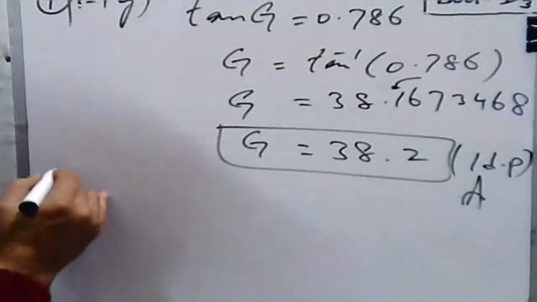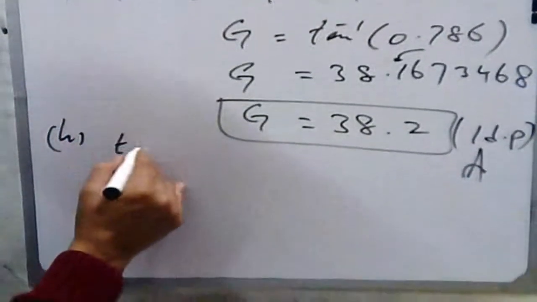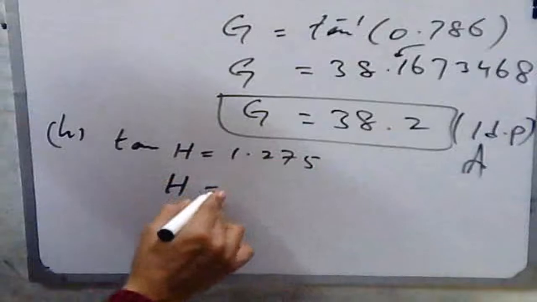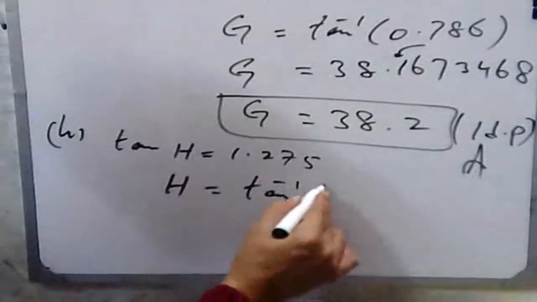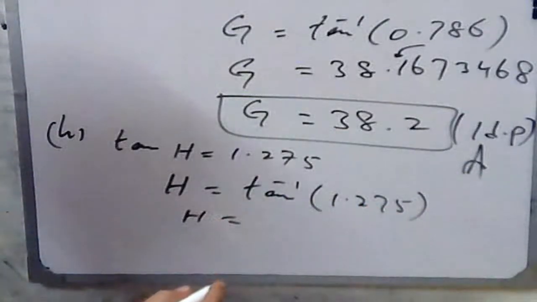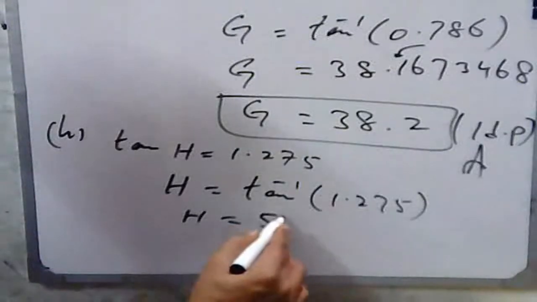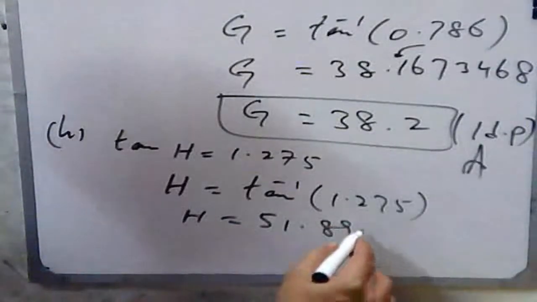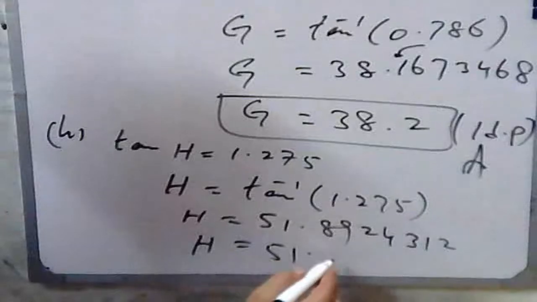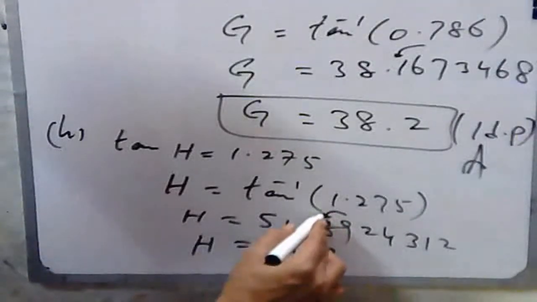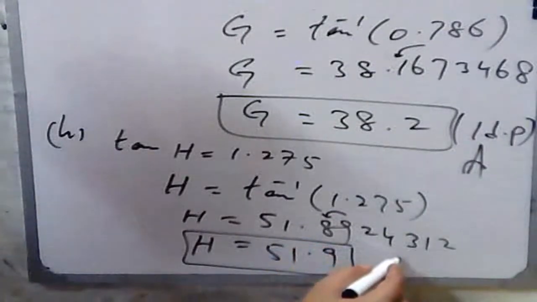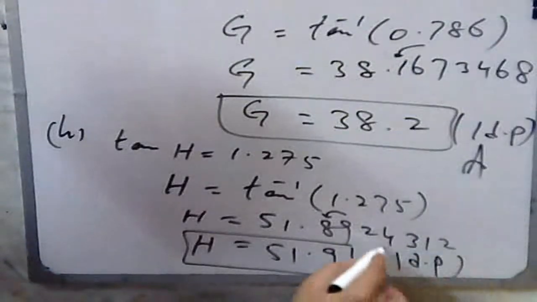Now the next part is your H part, that is tan H is equal to 1.275. We need the angle H, which is equal to tan inverse 1.275. By the same methodology, using the calculator, you will get 51.89243112. Angle H is 51.9 because 1 is added, as the digit is more than 5, so that is your required result up to 1 dp.